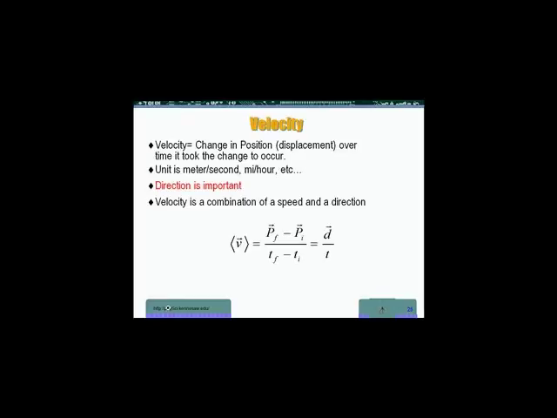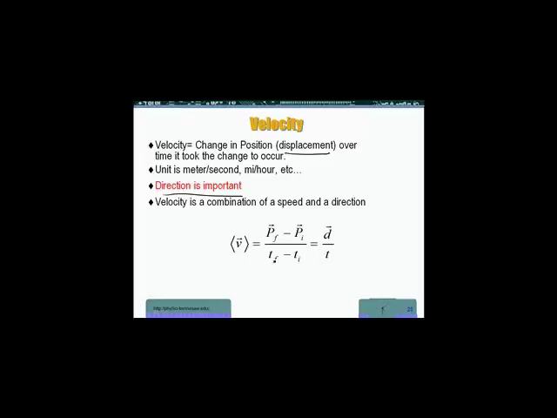Now, velocity is different. Velocity is a vector. We define it as change in position, which, remember, is a displacement, over the time it takes the change to occur. The unit is again meters per second, miles per hour, or whatever, but here the direction is important. It is a vector. A velocity is both a speed that we measure in meters per second and a direction.